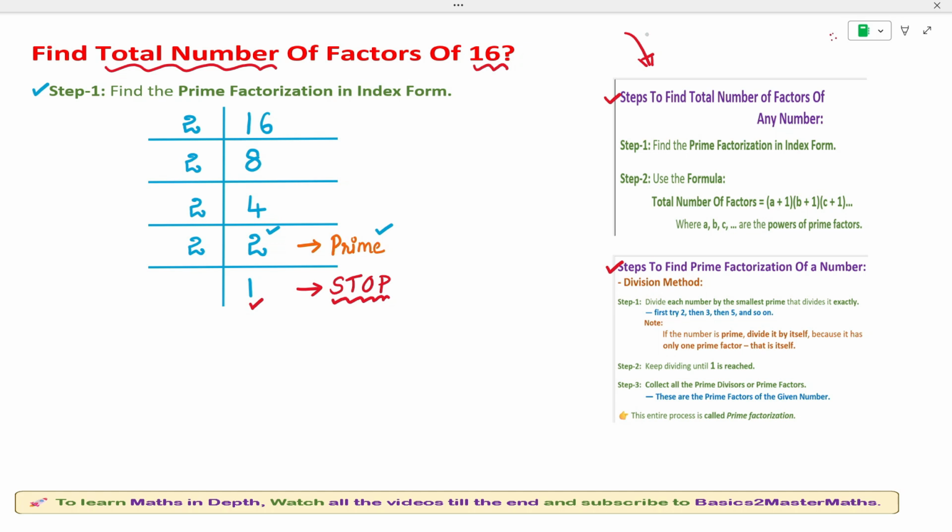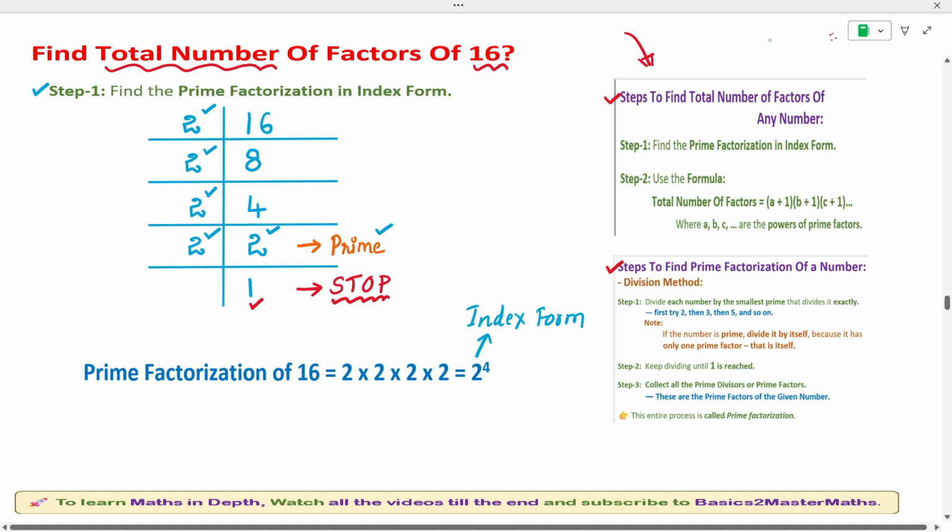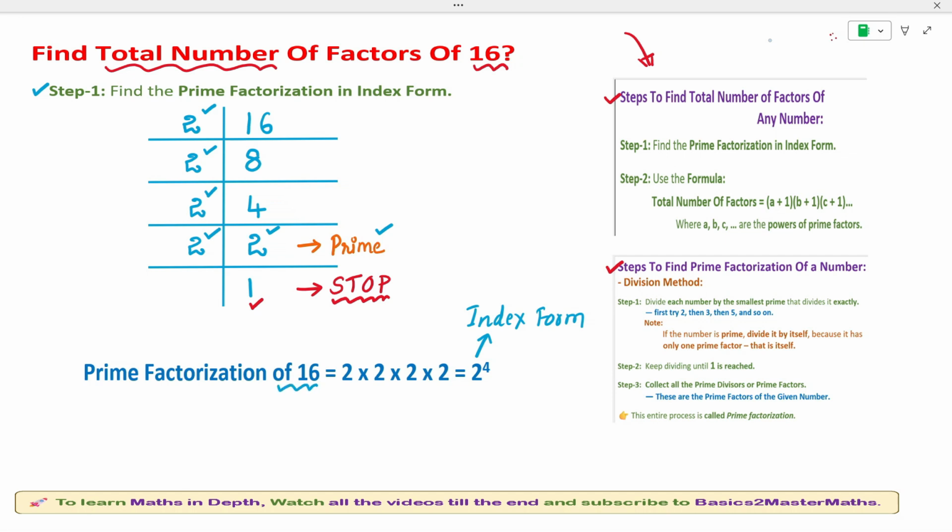Now, collect all the prime divisors or prime factors. In this case, they are 2, 2, 2, and 2. So, prime factorization of 16 is 2 multiplied by 2 multiplied by 2 multiplied by 2. This can be written as 2 to the power 4. This is the index form.